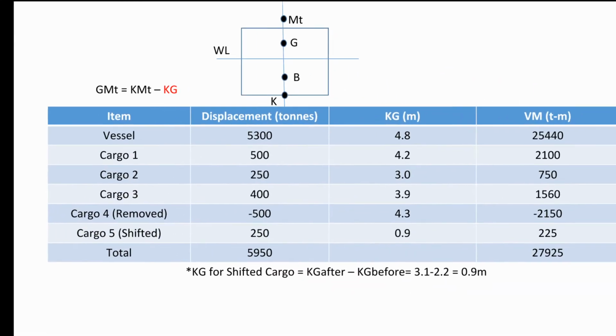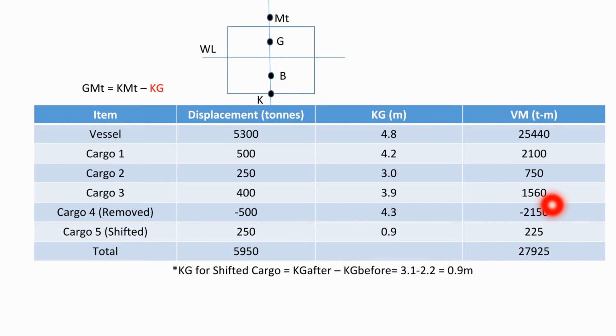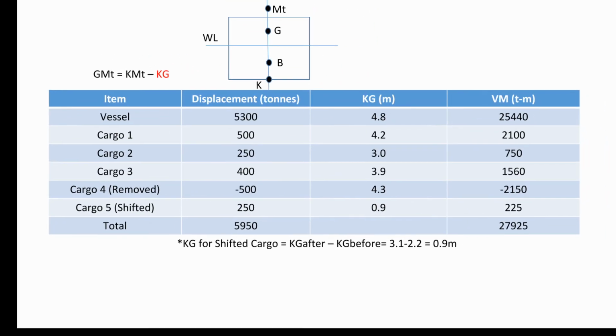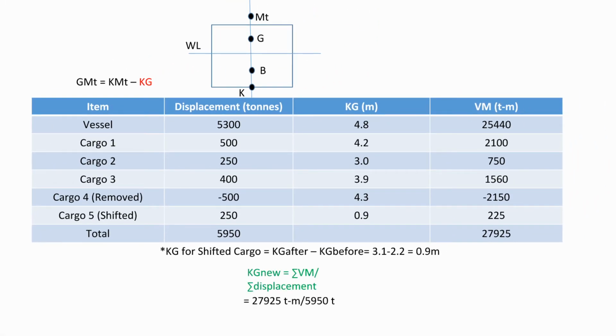After you have done all that, you get your total VM over here and your total displacement over there, and you are ready to find your new KG. You get your total VM, you divide it by your total displacement, and you will get these 4.69 meters. That will be your new KG.